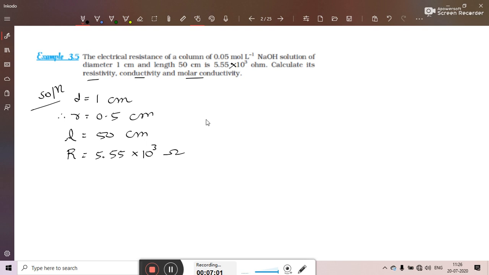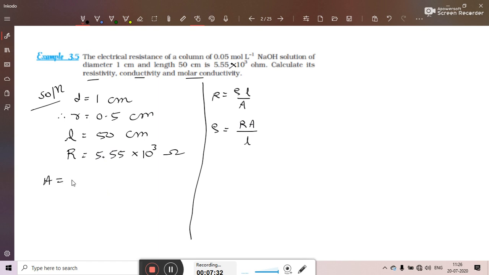Now we know that R equal to rho L upon A. In this, rho is the resistivity, so we have to find out rho. So we will make rho the subject. So rho equal to R A upon L. L upon A on the right hand side will become A upon L on the left. Now R we already know, L we already know, but A we do not know. So our first work is to find out the cross sectional area.